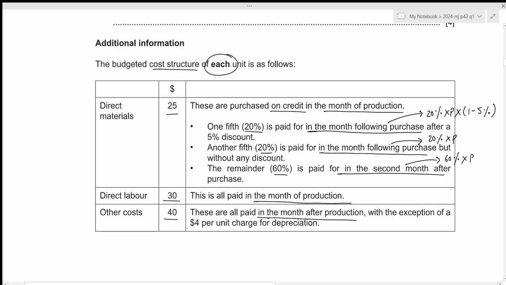exception of a $4 per unit charge for depreciation, because depreciation is a non-cash expense that will not have to be paid. So the amount that will be paid in the month after production is 40 minus 4, which is 36. And remember, this is the per unit value. Let's take a look at our question.